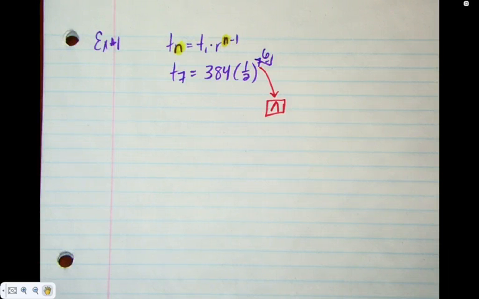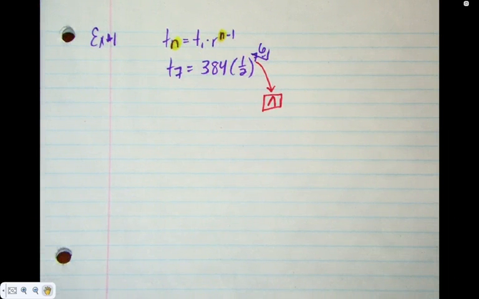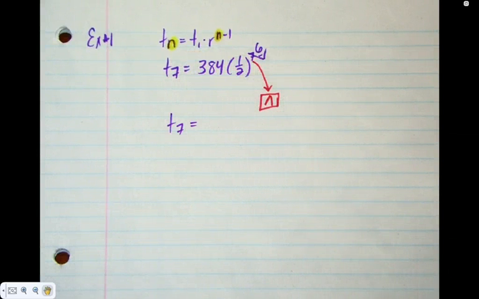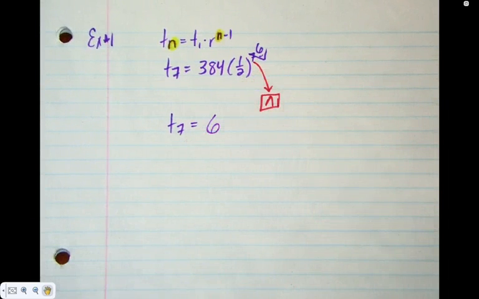I'm going to repeat. You're typing 384, open bracket, 1 divided by 2, close bracket, the caret symbol, and then 6, and then you're hitting enter. Like 6, just 6. There you go. It's called a caret. It's the exponent key on your calculator.